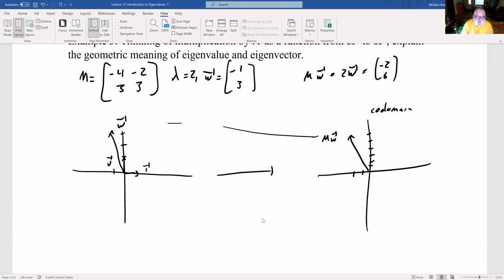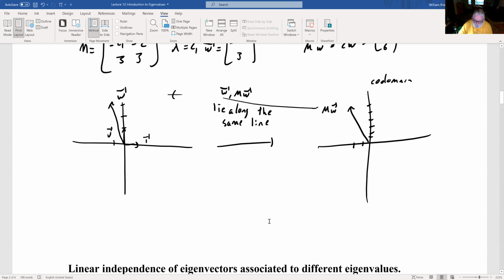So what we have is a weird thing in that we're thinking of the domain and the codomain as being related to each other. At least we can say it's the same line. W and MW both lie along the same line. They both point in the same direction. So often when we're thinking about matrix multiplication by square matrices, we blur the distinction a little bit between the domain and the codomain. This was the domain.